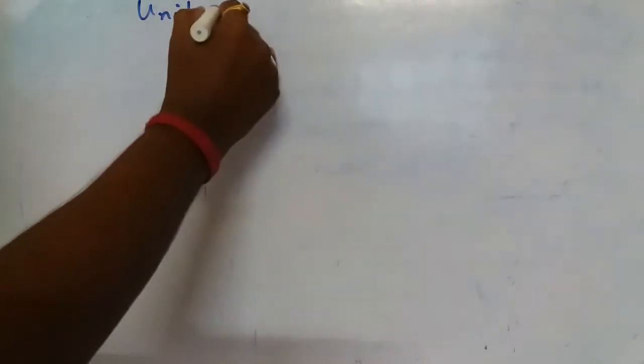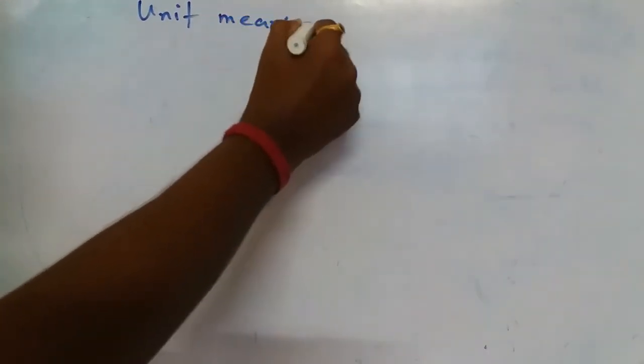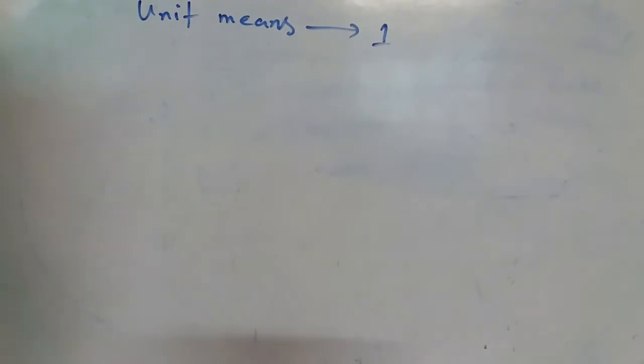Today our topic is unitary method. This word unitary comes from the word unit. Unit means one. That means whatever our questions will be, first of all we have to find the value of one item, then we have to find whatever the question asks.